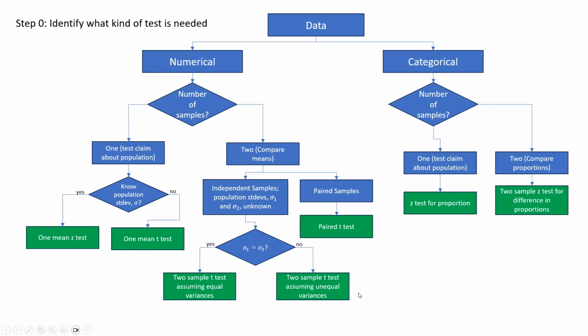Now let's talk about the categorical variables. How many samples? By samples, we're referring to subpopulations or groups. If we have one, we're going to make a claim about a population, and we're going to use the z-test for proportion. If we have two proportions that we want to compare, we're going to do a two sample z-test for difference in proportions.